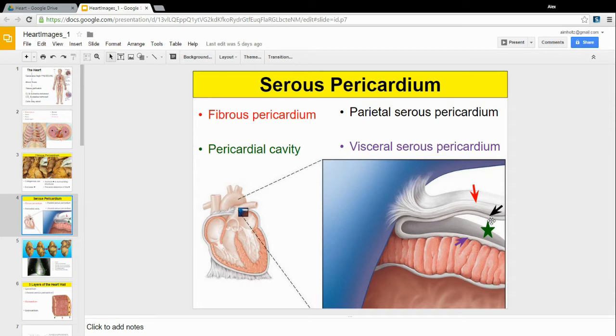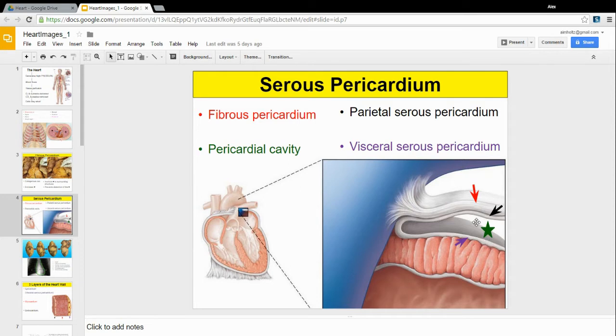Check out the black arrow here. The black arrow here is on the serous pericardium. It's on the serous pericardium here, okay? And the serous pericardium is going to come around and loop down, and then it becomes the serous pericardium again. So actually 2 layers to it, okay?